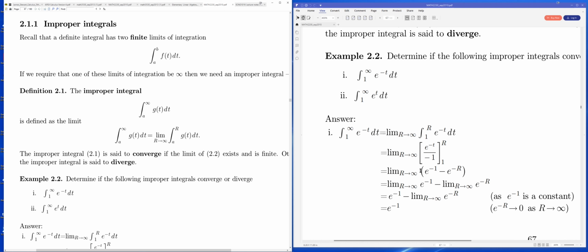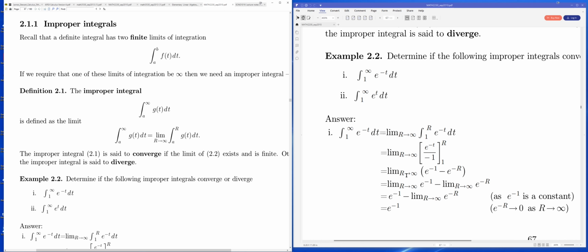Now I want to take the limit of this expression as R goes to infinity. What you can do is take the limit of the individual functions. Now e to the minus 1: e is just a constant, around 2.718, so this is 1 on 2.7, but the main thing is that this is just a constant.